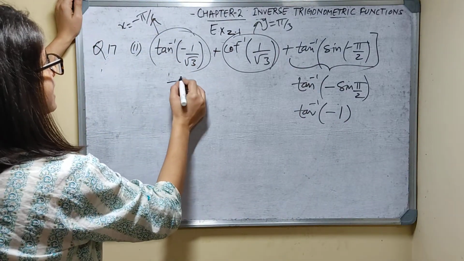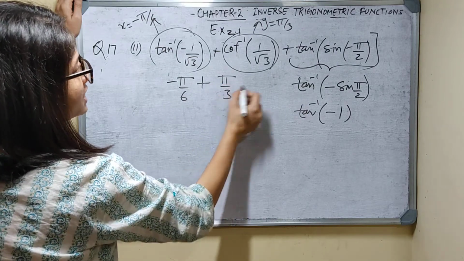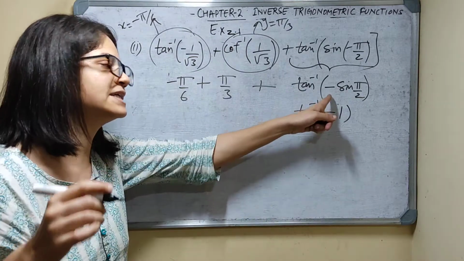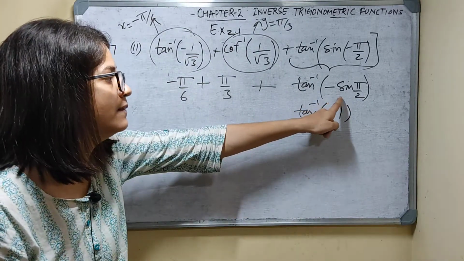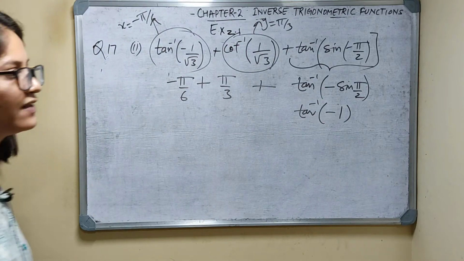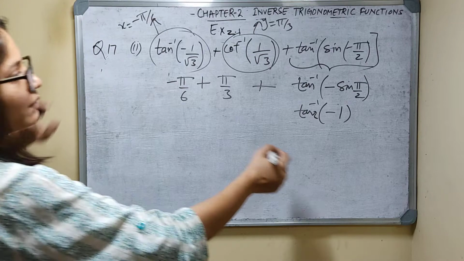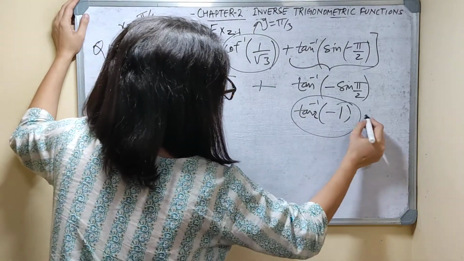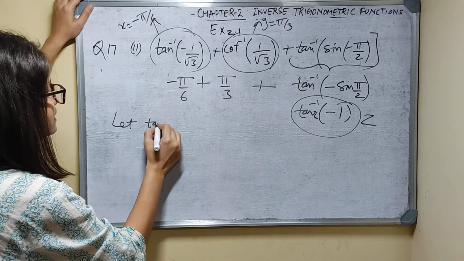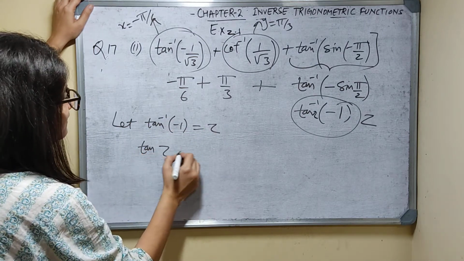So here you can write minus pi by 6 plus pi by 3 plus tan inverse of sine of minus pi by 2. Sine of minus theta is minus sine theta, so minus sine pi by 2, and sine 90 is 1, so minus 1. Tan inverse of minus 1. Let this be equal to z. So first I will solve this. Let tan inverse of minus 1 be z. So I know tan z is equal to what?